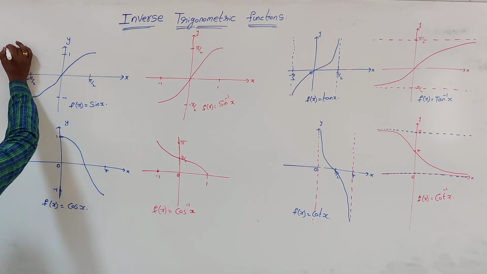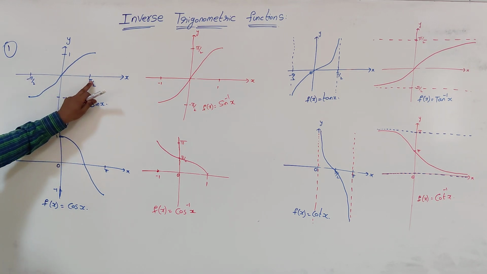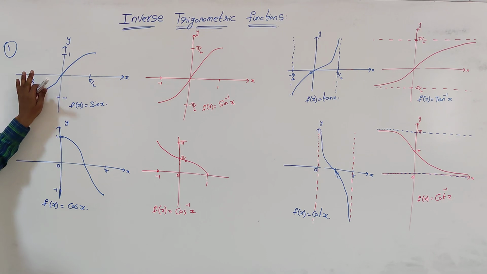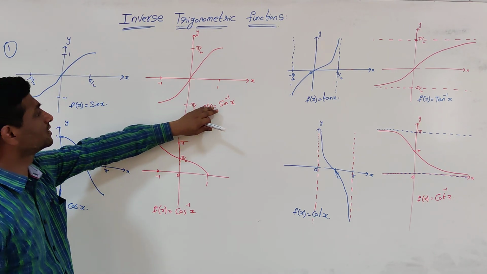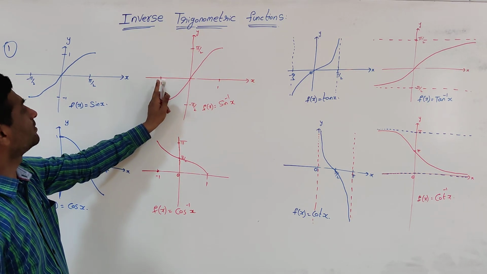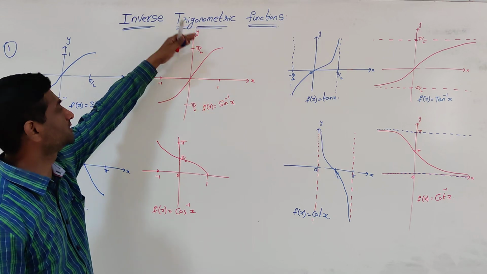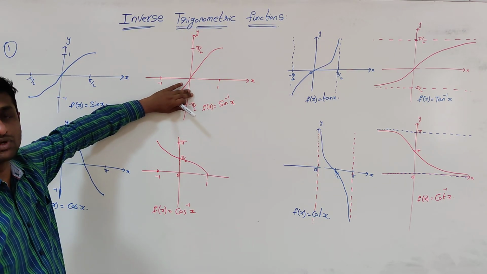So the first one is sin x on the closed interval minus pi by 2 to pi by 2. The output is from minus 1 to plus 1, and this is the graph. This is again the inverse trigonometric function with inputs from minus 1 to plus 1 on the x-axis, and outputs on the y-axis from minus pi by 2 to pi by 2. So this is the graph for sin inverse of x.